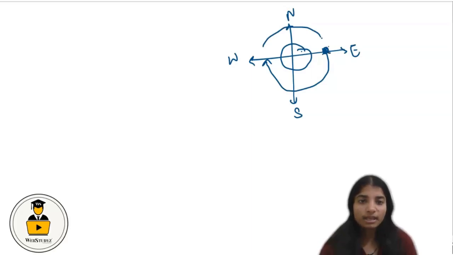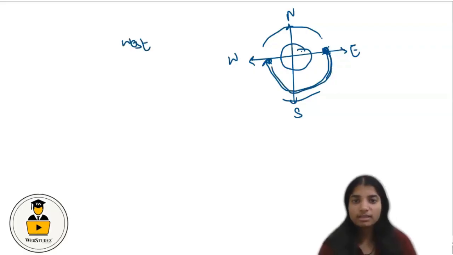If we are facing east and start revolving in the clockwise direction, what will be the direction of our face? This is what we need to find out. So here we are at east and we are moving in the clockwise direction, so our face will be towards the west side. Here we can say that we will face west. So this is the answer to the first part of this question.